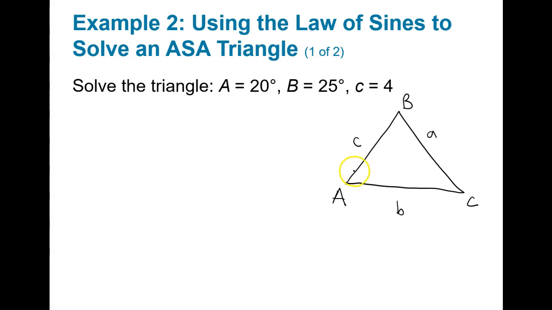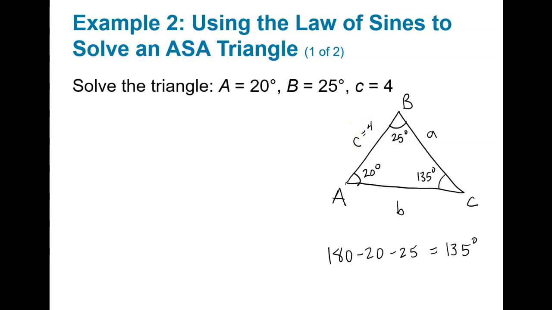So this is 20 degrees, this is 25 degrees, and that means I can get this one from the 180 rule: 180 minus 20 minus 25. So C is 135 degrees. There's what I mean by it's not to scale. It's a very obtuse angle, and it looks acute. But it lets me know the third angle. Okay, now it says c is 4. That means this side is 4.